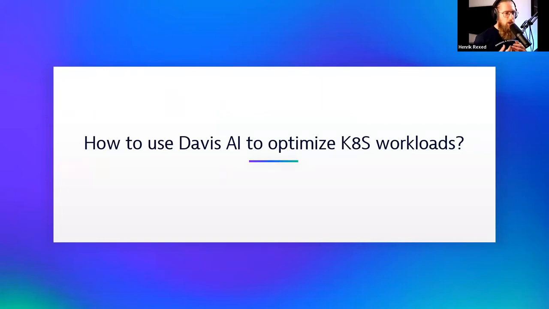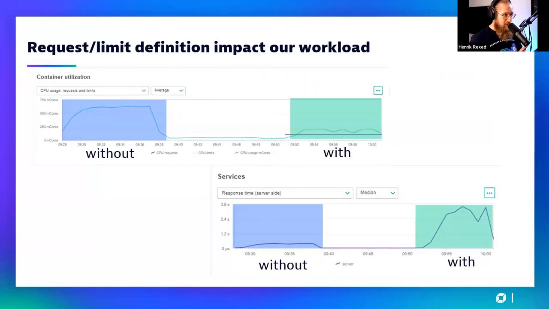So how can I use Davis to optimize my workload? I can do it for simple things. Like I said here, without the limits, we were having less CPU consumption. And now with the limit, we control the CPU consumption, of course, because we have set some limits. But as a consequence, with the limits, we have exploded our response times. This is what we had in the previous demo that I showed you.